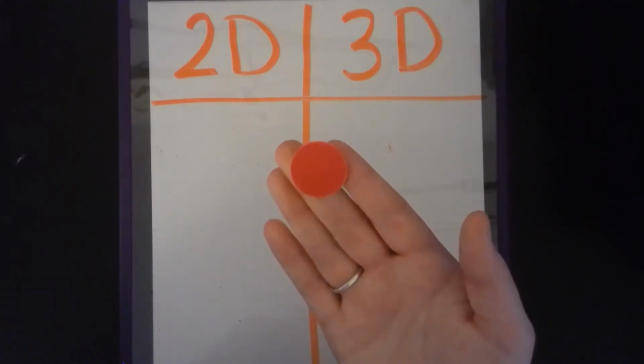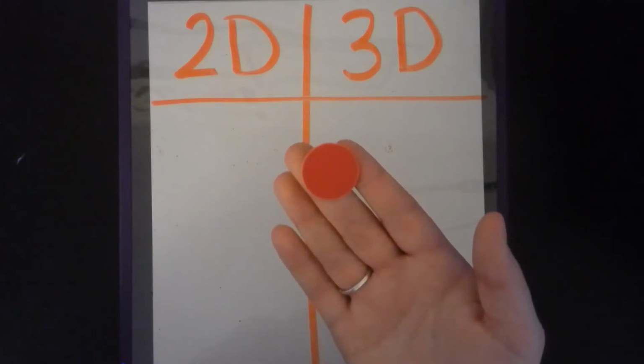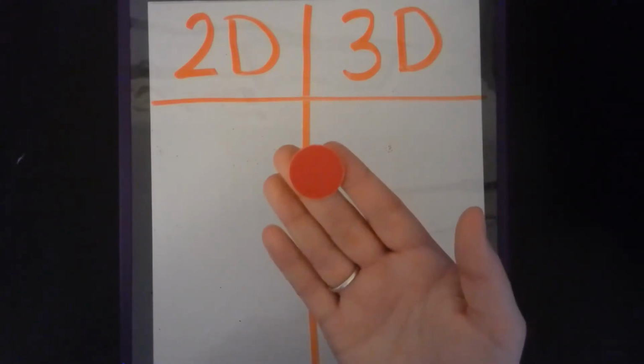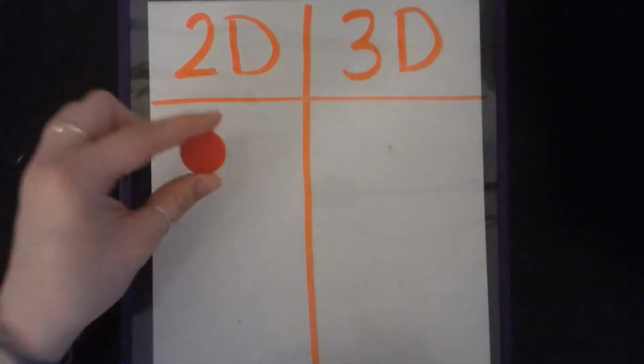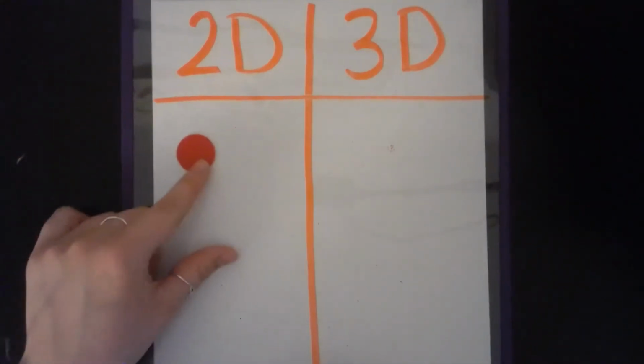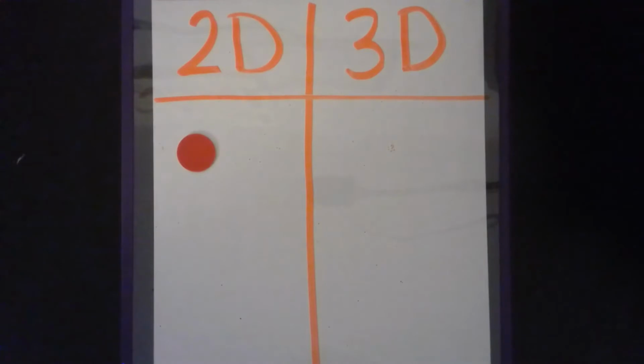I don't see the back of it just holding it like this. I just see the front. So that means that the circle is a 2D shape. So I'm going to put it under my 2D column. Since I've done the first example, let's do the rest together.